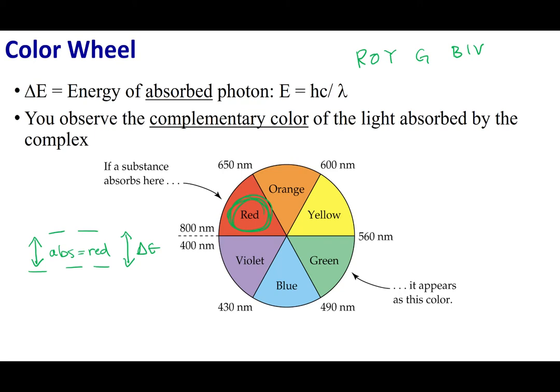You are going to look at its complementary color. Complementary colors are right across from each other. So in this case, red, the complementary color is green. And so what's going to happen is if something absorbs a certain color, it is going to appear the complementary color. So if my substance here absorbs red, it is going to look green to me when I go ahead and view it. And so the same can be said as you work yourself around that wheel. So if something goes ahead and absorbs yellow light, then it will appear violet to you.